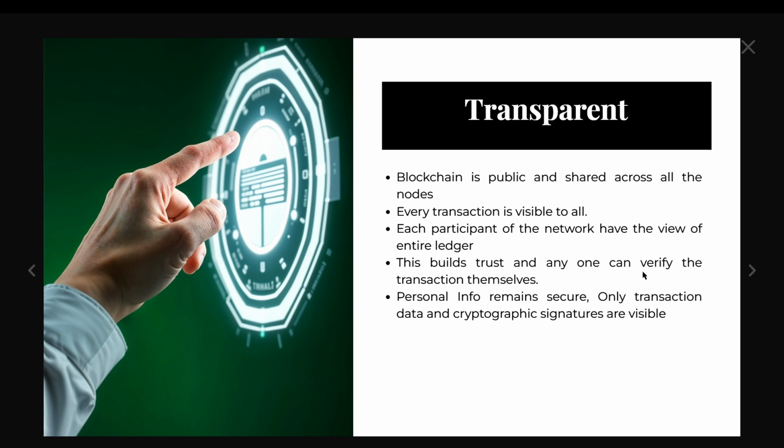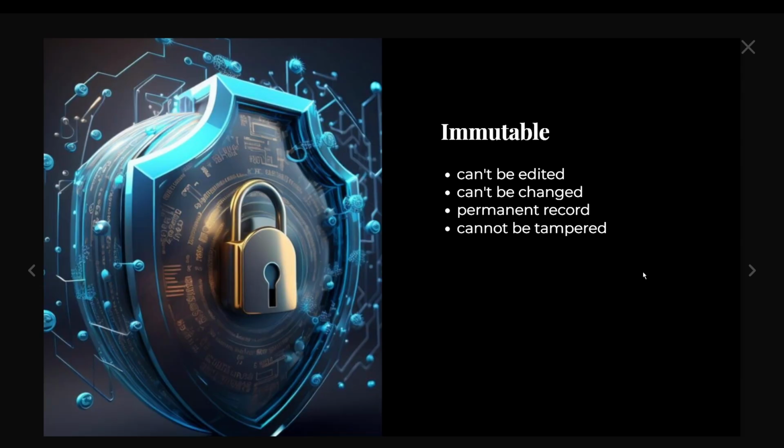Even though the blockchain is transparent, personal information like your private keys and public keys, and other personal information, will remain secure. Only the transaction data and cryptographic signatures are visible to everyone, so that if anyone comes and verifies your transaction, they can check whether this transaction has occurred or not. So this is about transparency.